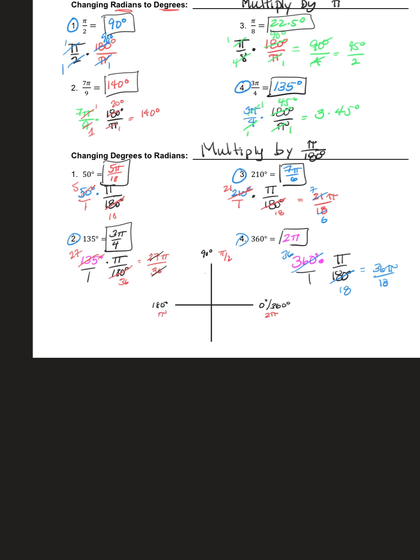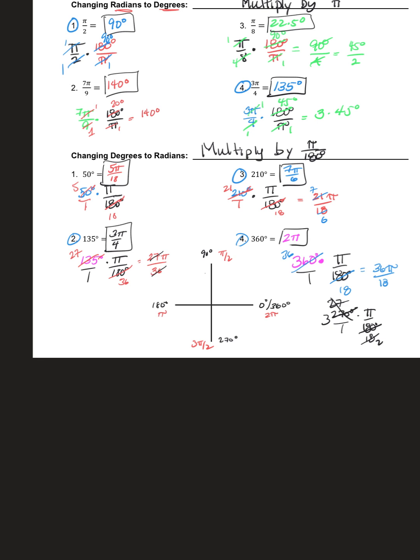Now 270 degrees, so if we go over here, 270 degrees times pi over 180 degrees. There's one. We know that this can reduce to 27. This can reduce to 18. And then 27 and 18 can both be divided by 9. 27 divided by 9 is 3, and 18 divided by 9 is 2. So I wind up with 3 pi over 2.